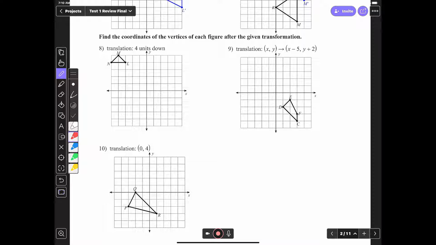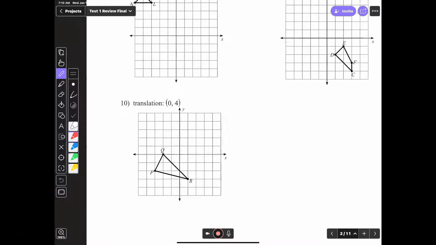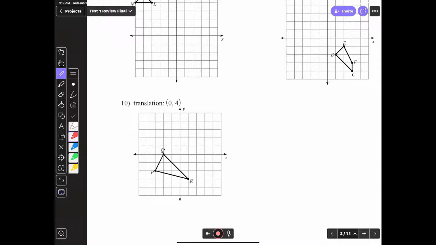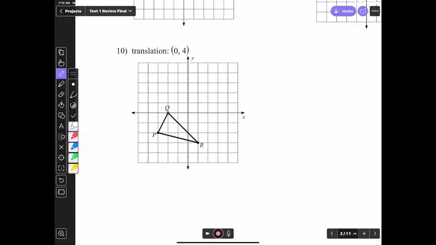It says find the coordinates of the vertices of each figure after the given transformation. For example, if we have 0, 4, that just means that the figure is going to go 4 units up. So Q goes up 1, 2, 3, 4. So that's Q prime. R goes up 1, 2, 3, 4. That's R prime. P goes up 1, 2, 3, 4. And that's P prime.